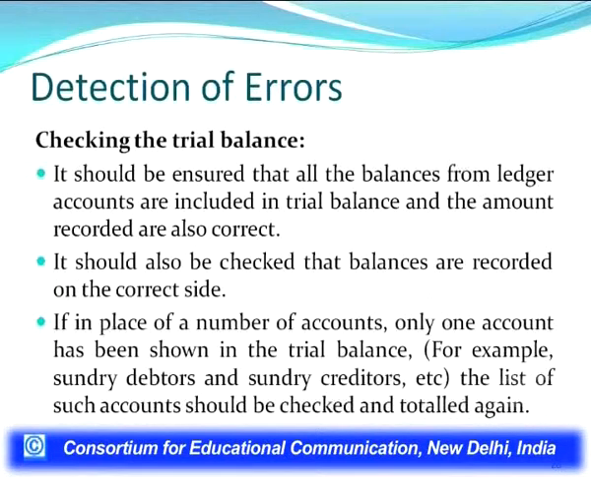Normally, in the case of debtors and creditors, a list of debtors and creditors is to be prepared, because in a large concern there is a separate ledger for debtors, called the debtors ledger or sales ledger, and a separate book for creditors, the creditors ledger. When the list has been prepared, there is a possibility that some account has been omitted or some wrong amount has been shown in the list. So please ensure and check that all the debtors' accounts are included in the debtors list and all the creditors' accounts are included in the creditors list, and that their totals are also correct.